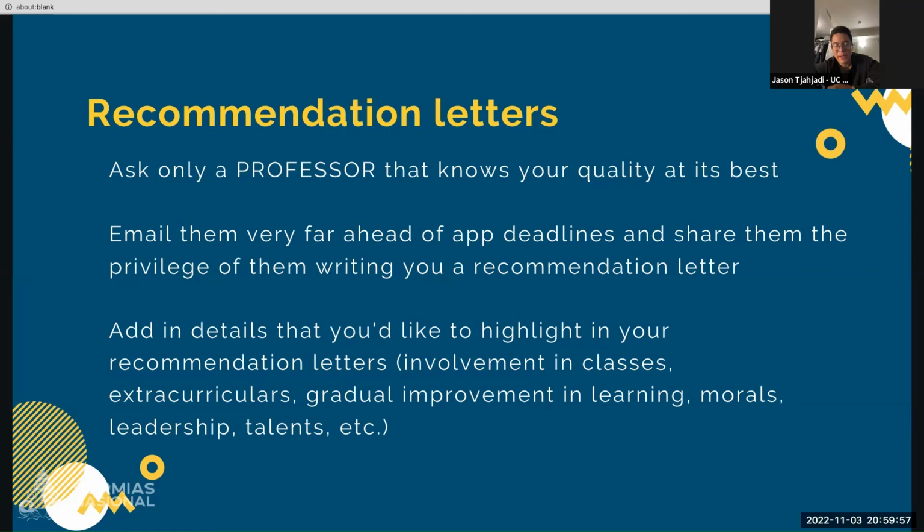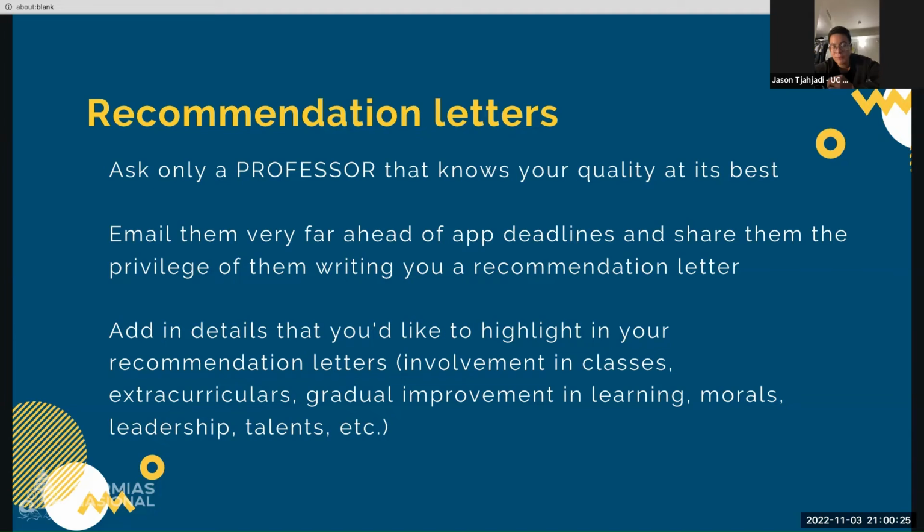So my advice for you is to ask only a professor that knows your quality at best, of course, a professor that you're really close with, you've engaged in his class. If the professor knows you well, hit him up. Seriously, hit them up with an email very far ahead of your app deadlines. If possible, try to hit them up by this December or January at the latest, because during application season, there are lots of cases where professors are not able to write you a recommendation letter.